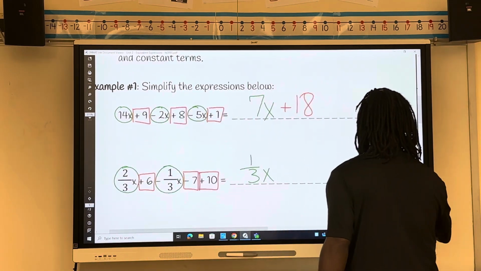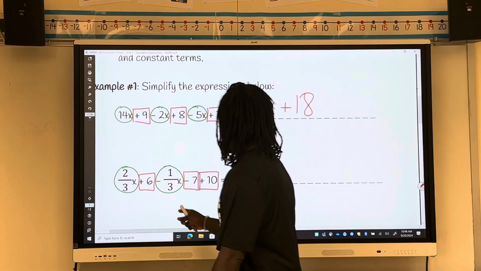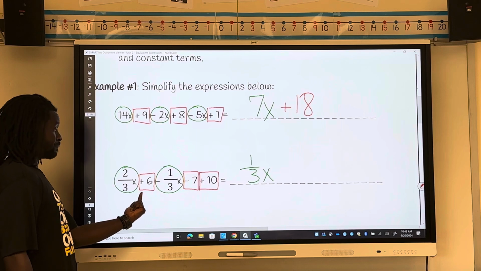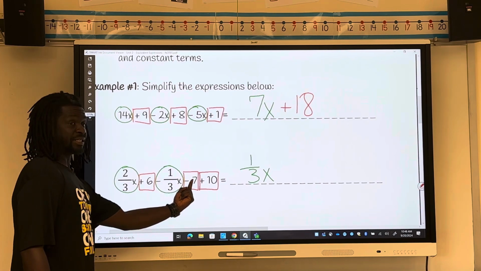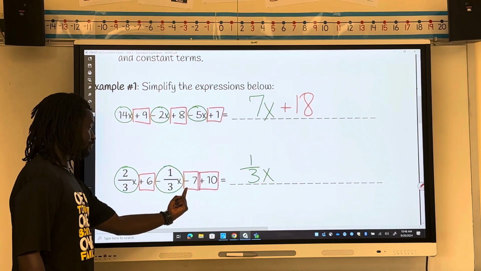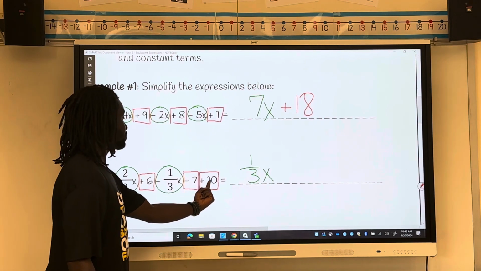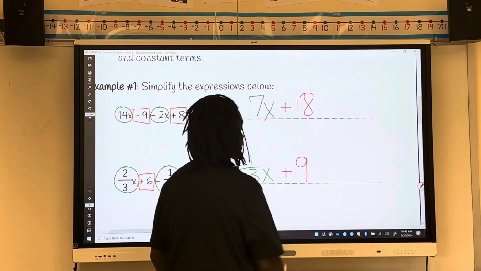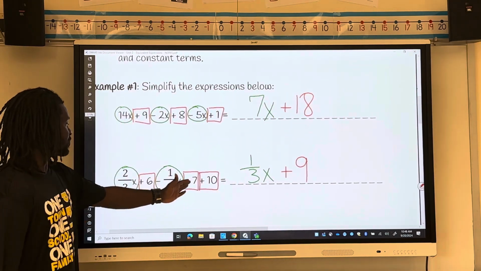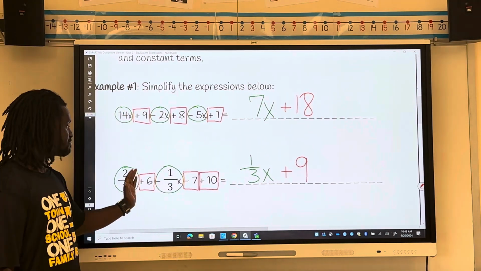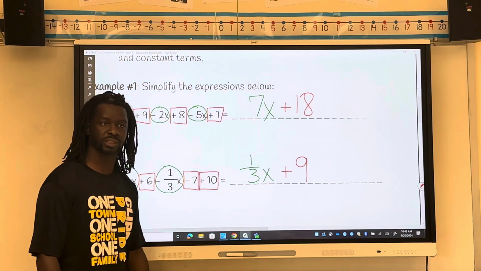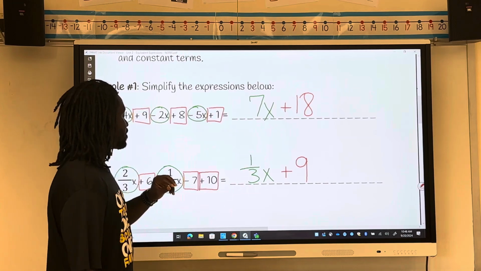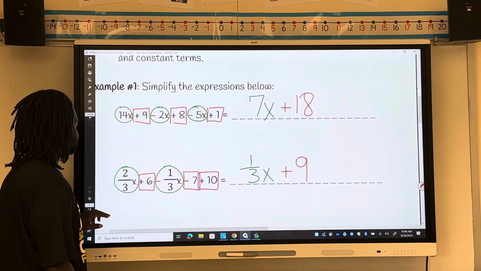And then I'm going to put together all of my constants. So I got a positive 6 minus 7. So 6 minus 7 is going to give me a negative 1. And then negative 1 plus 10 is going to give me a positive 9. Again, friends, if you don't know how to do this mentally, just plug it into your calculator and you are good to go. All right. So my simplified expression is 1/3 x plus 9.